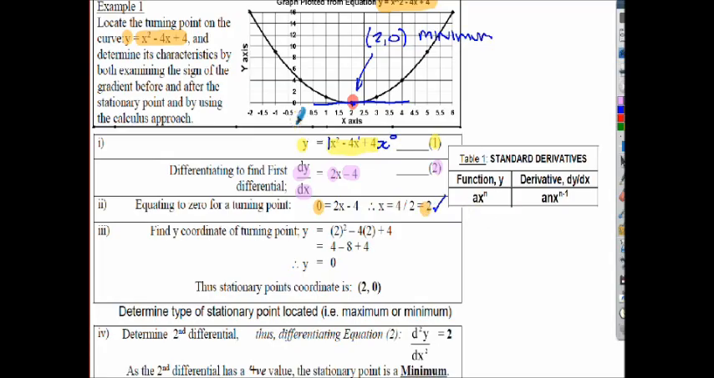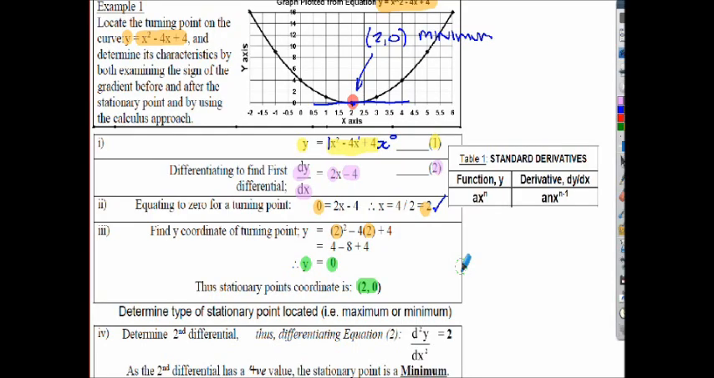So now we know the location of the turning point in the x direction. We can see it's 2 from the diagram. We need to find the location in the y direction, and that's where step 3 comes into play. So in step 3 here, we're going to now put the value of 2 back into the original equation. So that value we've got from step 2 just goes into the original equation of x squared minus 4x plus 4, putting the value of 2 in and evaluating. That gives me a y value that's 0. And again, we can see from the diagram that the coordinate is (2, 0) for the turning point.